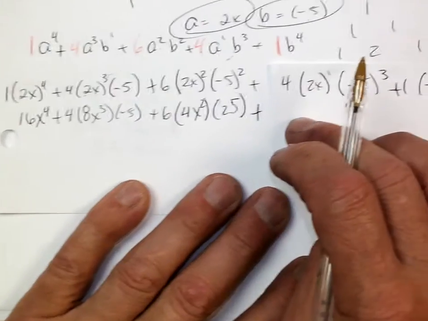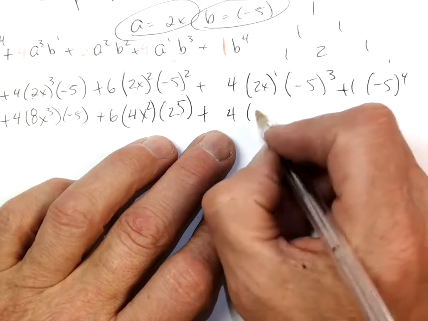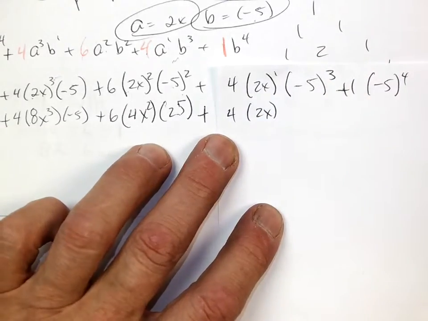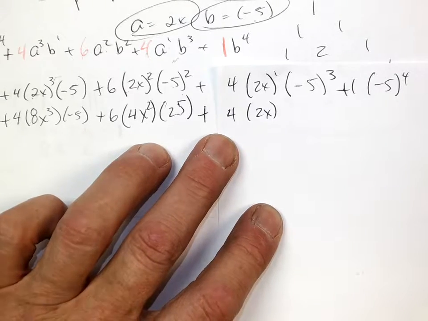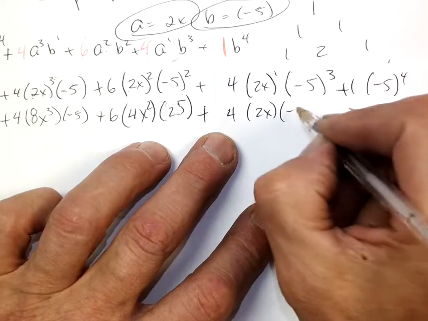Plus, trying to go slowly, we've got my 4 times regular old 2x, so it's the 1 power, then negative 5 times negative 5 times negative 5. Negative 5 times negative 5 is positive 25. Times negative 5 is a negative 125.